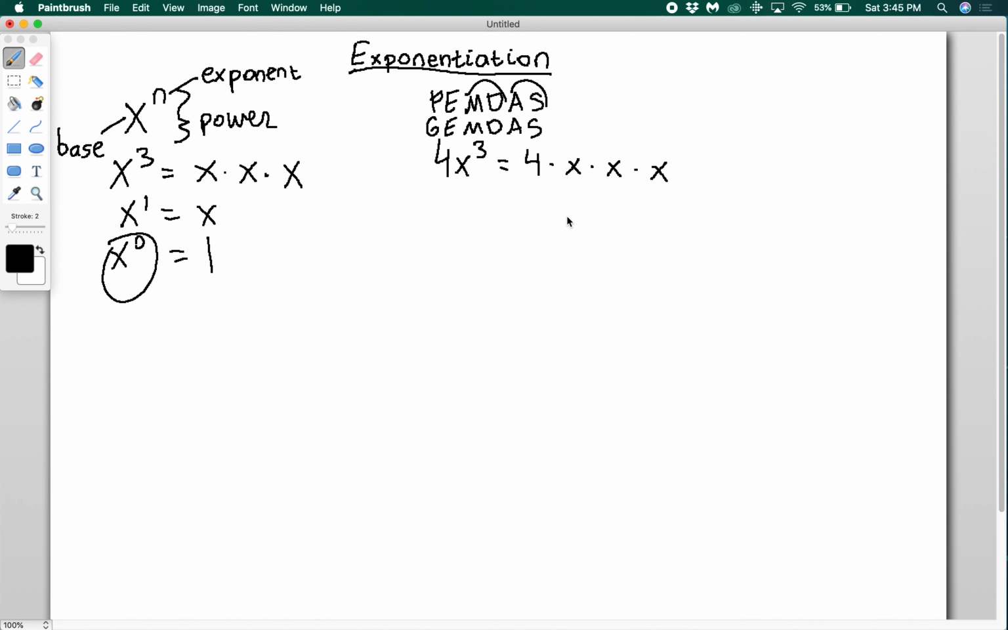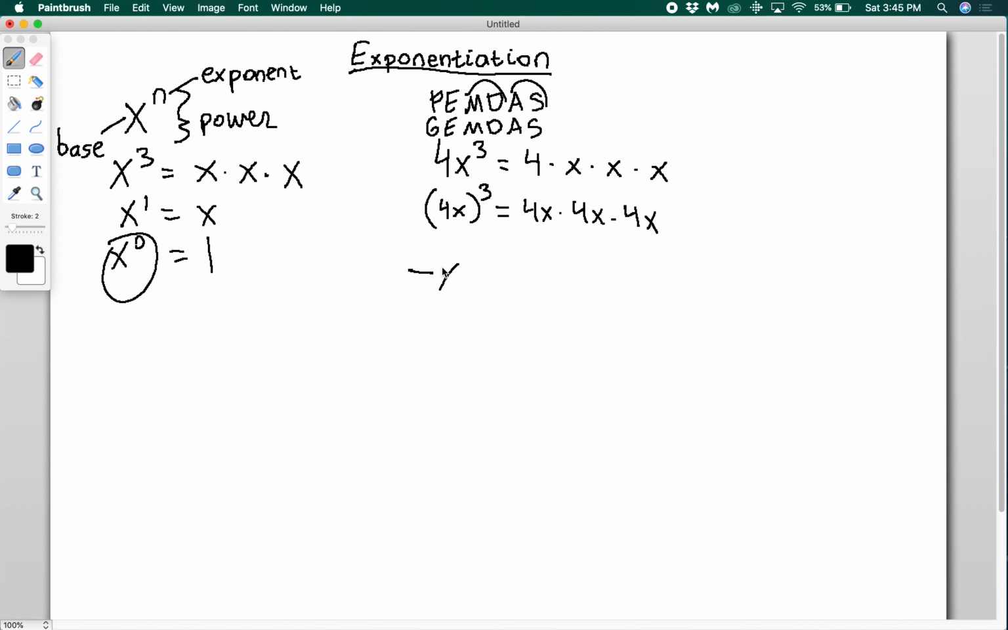This is as opposed to if I had (4x) to the third with grouping symbols or parentheses around 4 times x. Then what I'm taking to the third power is 4 times x. So I have 4x times 4x times 4x. So these two things are not the same. They are different.